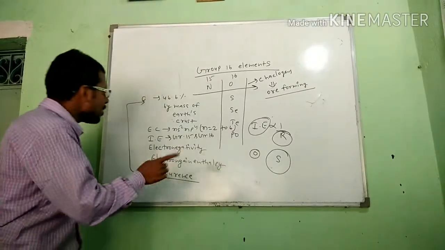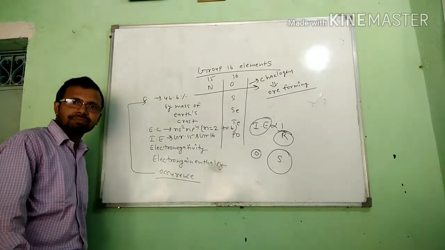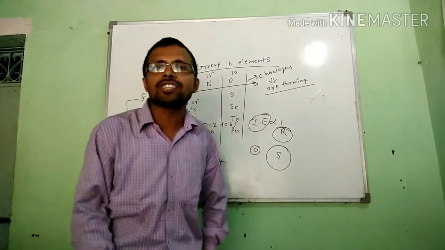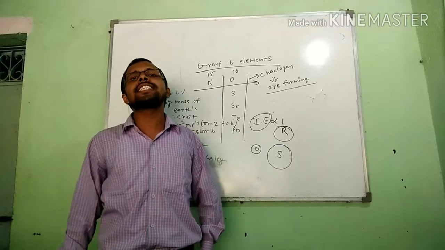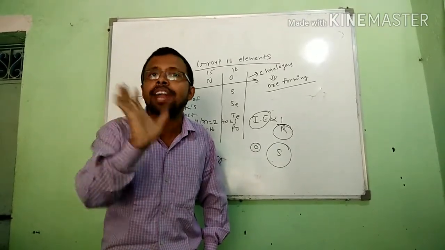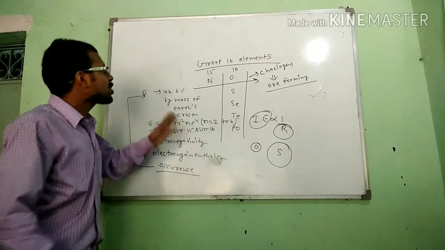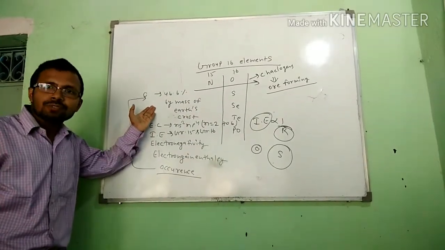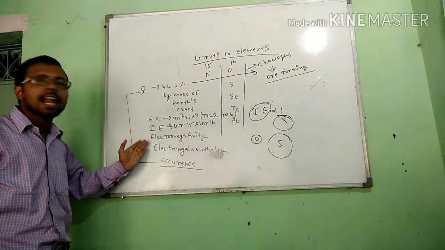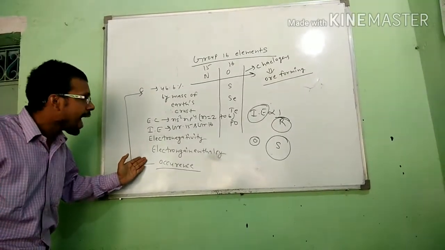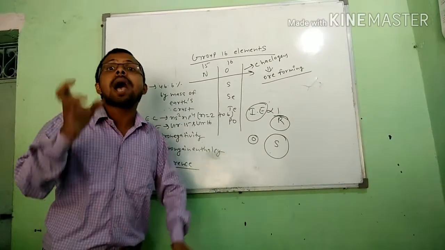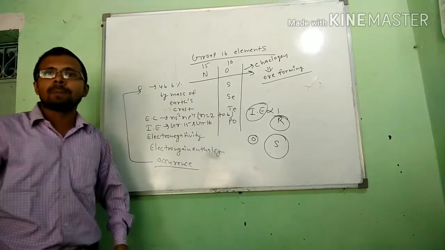Got it? Now we'll talk about the last topic, that is electronegativity. I have already talked about electronegativity, that oxygen is the most electronegative element after fluorine. So what we have discussed today: occurrence of group 16 elements, after that electronic configuration, ionization enthalpy, electronegativity, electron gain enthalpy. So I have told you about all the physical properties.